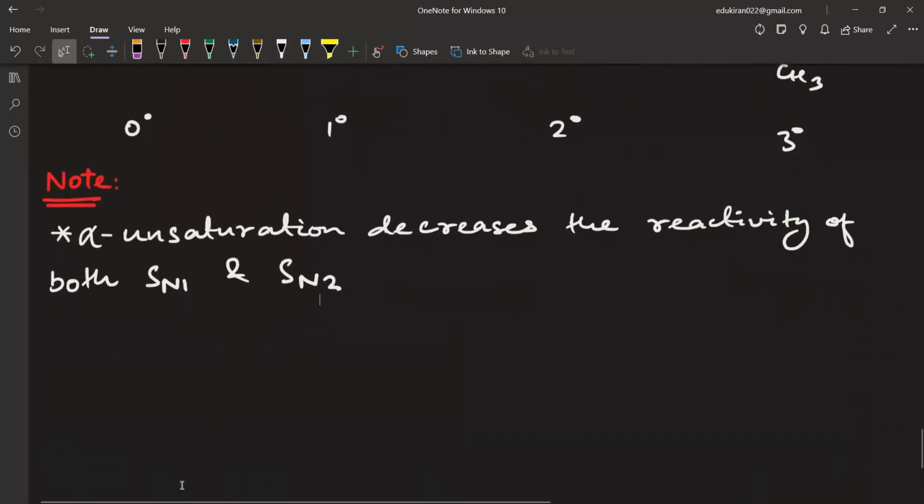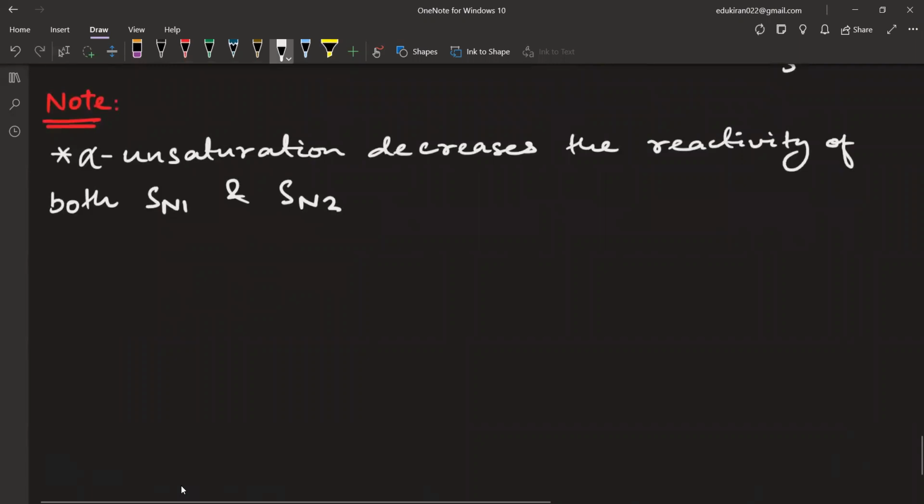What is alpha unsaturation? We know what is alpha carbon. Alpha carbon is the carbon which is attached to the halogen atom. Now, when this same carbon has a double bond like this with another carbon atom, what will happen? It is saying that this type of system will decrease the reactivity of Sn1 and Sn2. That means it will not show the nucleophilic substitution reaction.